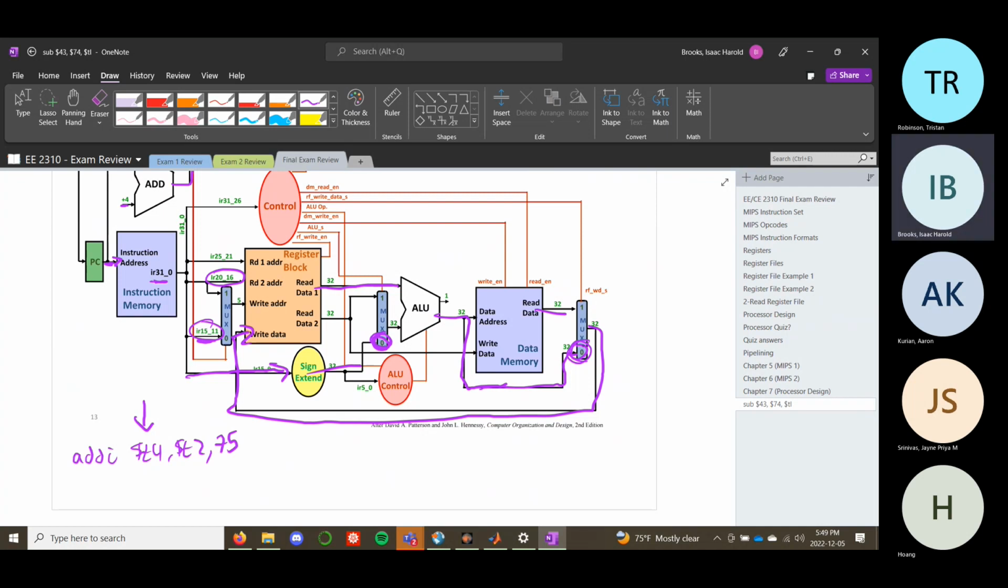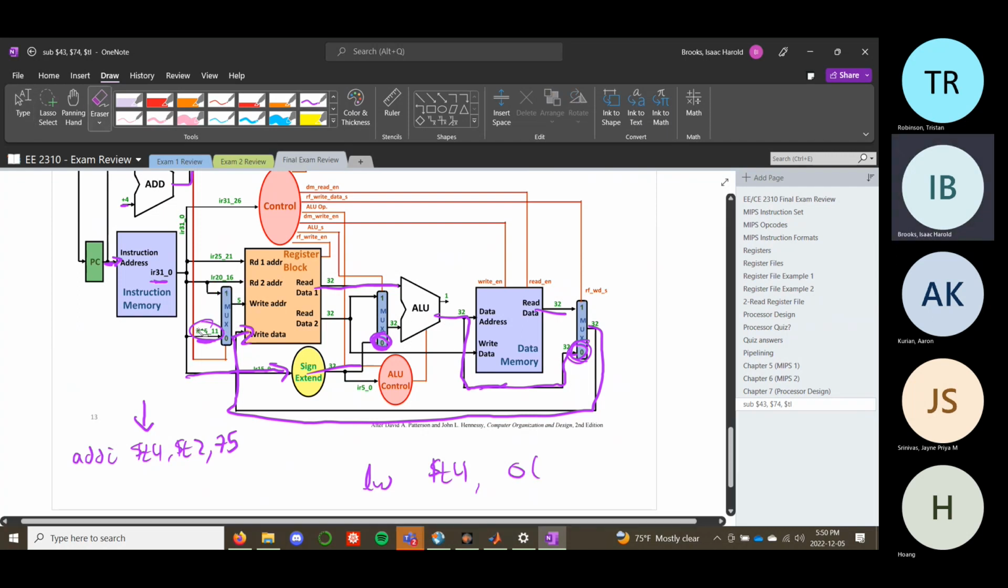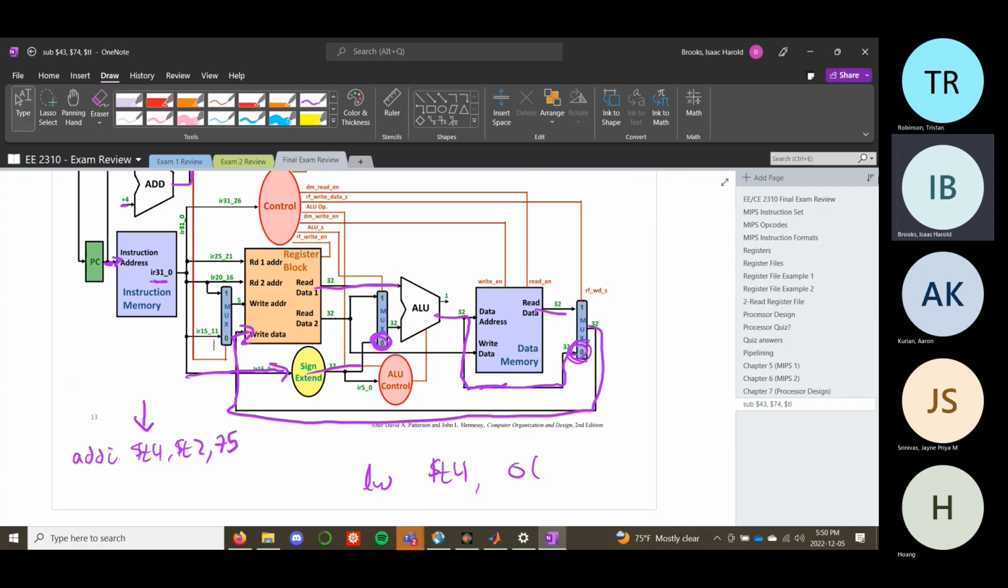Eric, would the MUX for a write be one? On the far right? Yeah, on the register block. Yeah, so that would be one if we had a load word instruction. Oh, wait, you mean this one? This would be a one in an add immediate instruction. So let's actually look at an add immediate instruction. I think we have one.